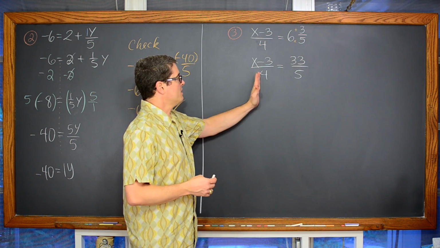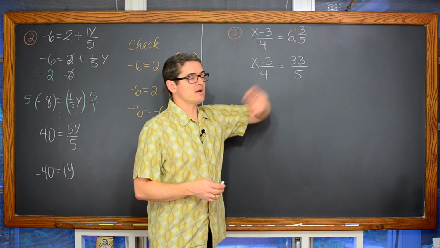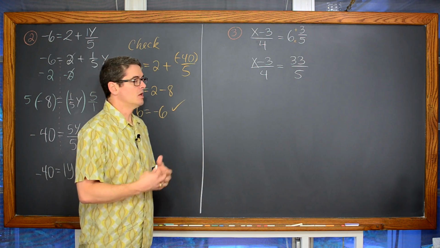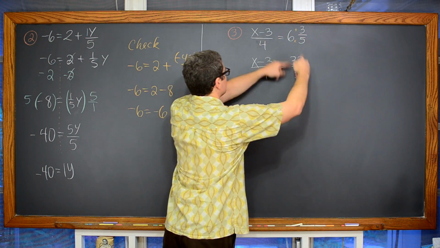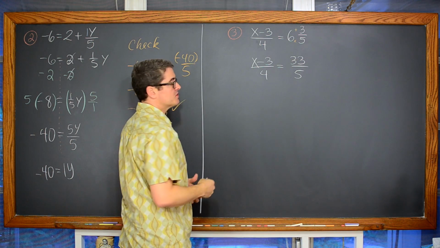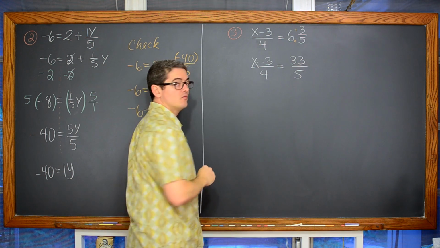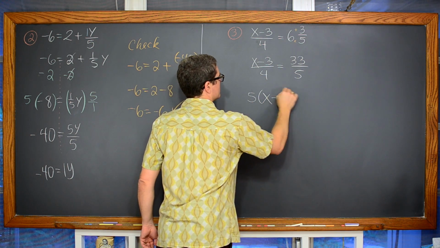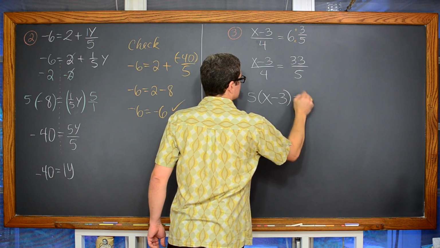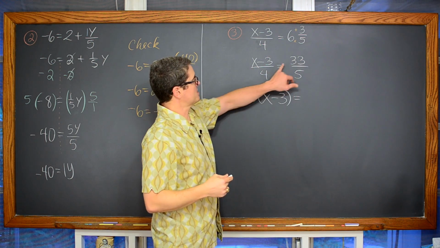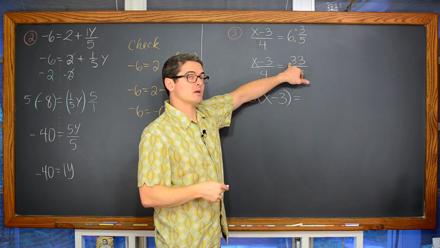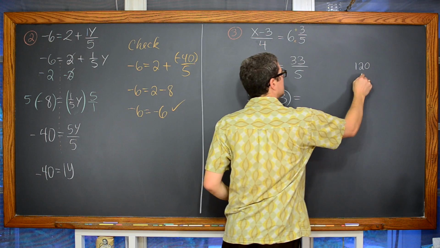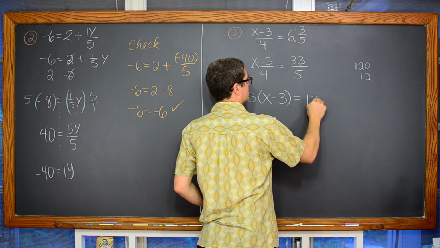But when you have one fraction equal to one fraction, you can also solve this equation through a process called cross multiplication, which only works when you have one fraction equal to one fraction. And to do that, it would be the denominator of this second fraction times the numerator, 5 times x minus 3 is equal to 4 times 33. Let's see here. 4 times 3 is 12, so 4 times 30 is 120.